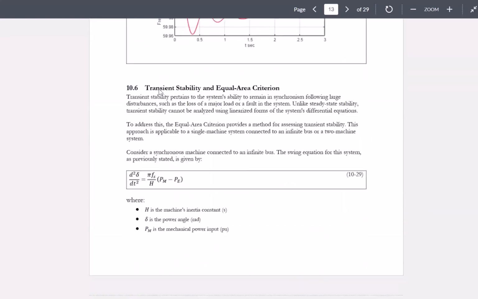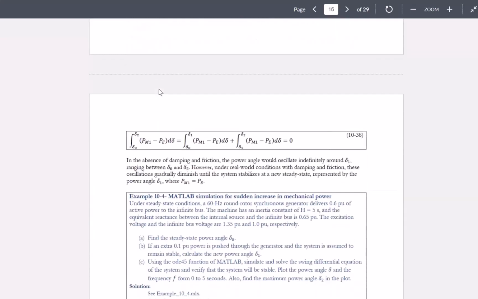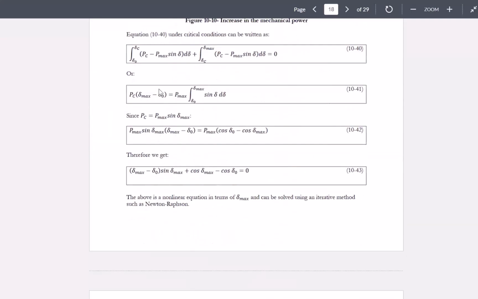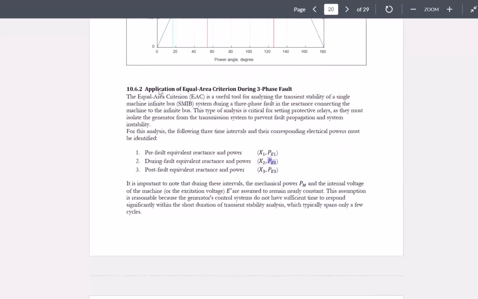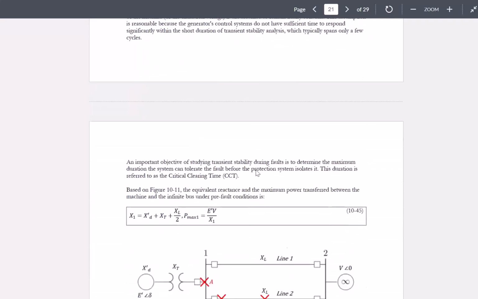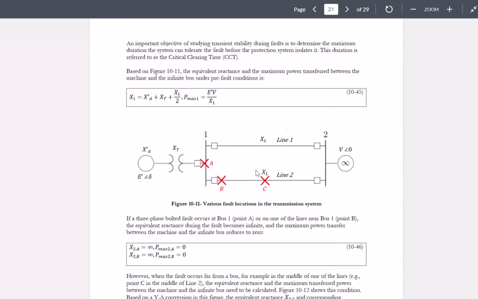All right, so let's go back to where we were before. We're talking about a fault. Because of that fault, we have a pre-fault condition, a during-fault condition, and a post-fault condition, each represented by their own X and PE curves. As an example, let's go to this figure 10.11.